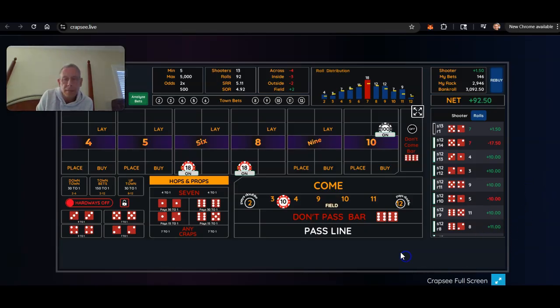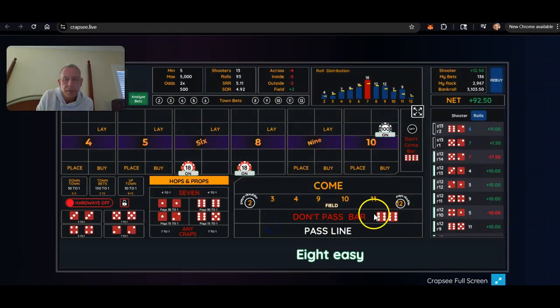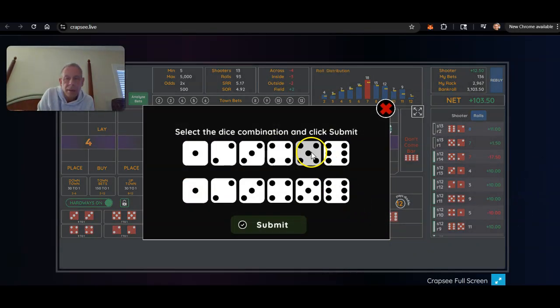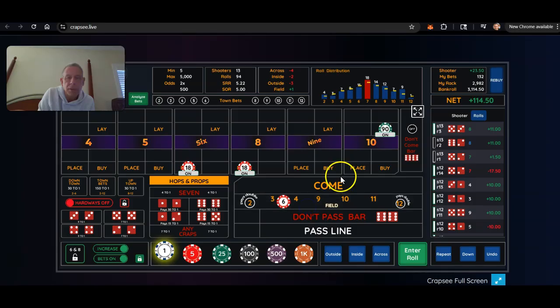6, 2, 8. Eight easy. Replace the field. Come on, damn it. Replace the field. Do the reduction to 90. Okay. By the way, we're back at $103. So in profit. 538 again. Winner 8. All right, replace the field. Reduce.